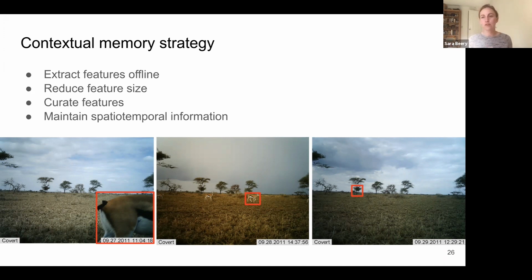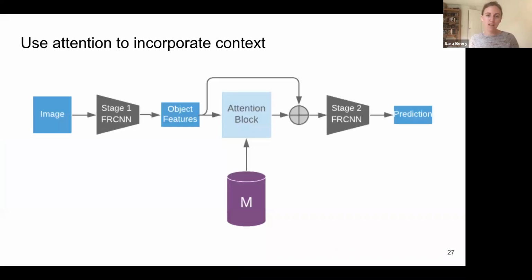So what we do is we extract features from different objects seen over time. We reduce that feature size. You kind of curate the features, so we don't keep everything that's detected in every image. We just keep a few examples. We also maintain spatiotemporal information, like where in the image was this thing? What day was it taken? What time? And then we essentially inject that as additional information using an attention block.